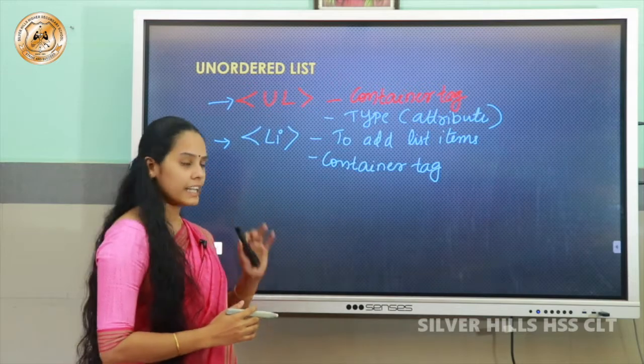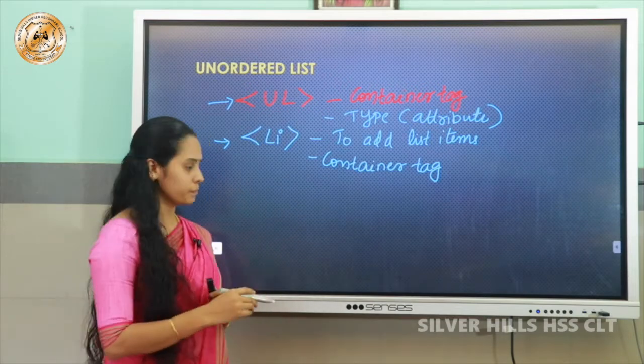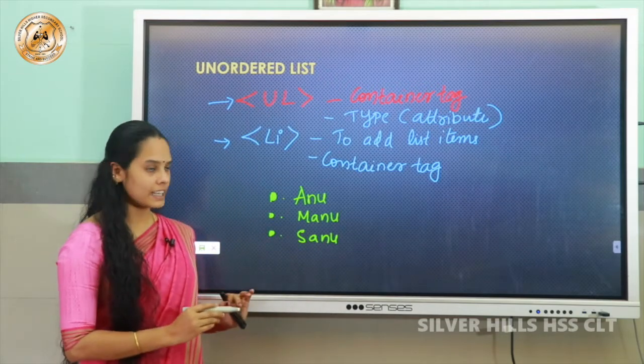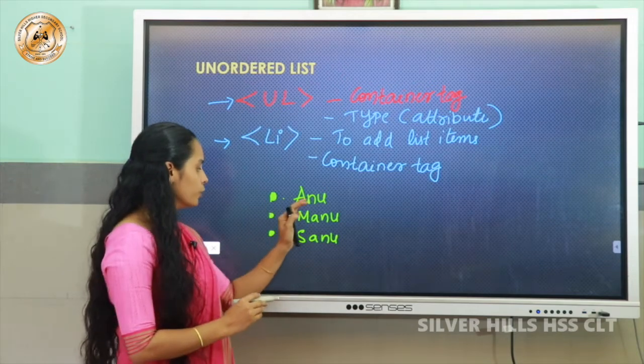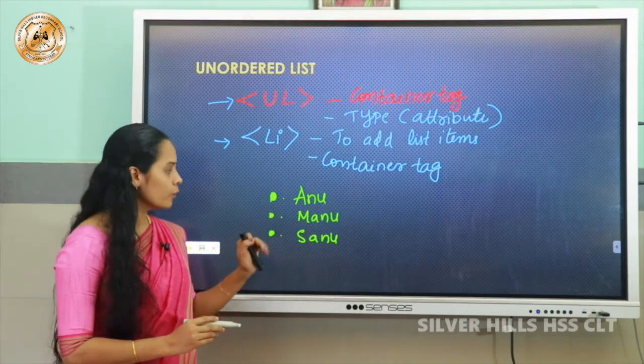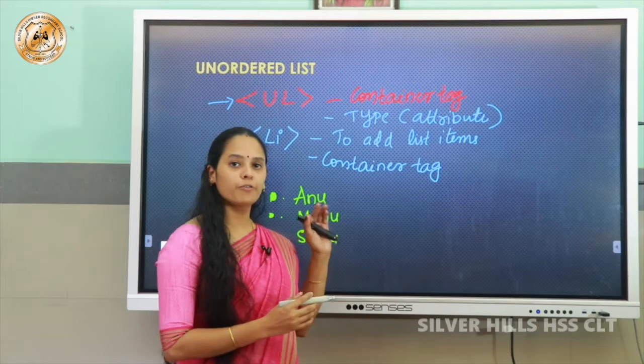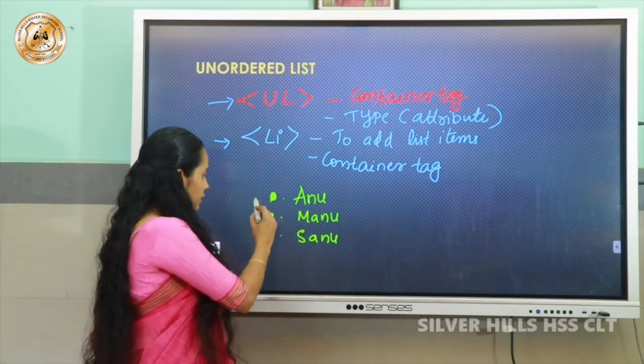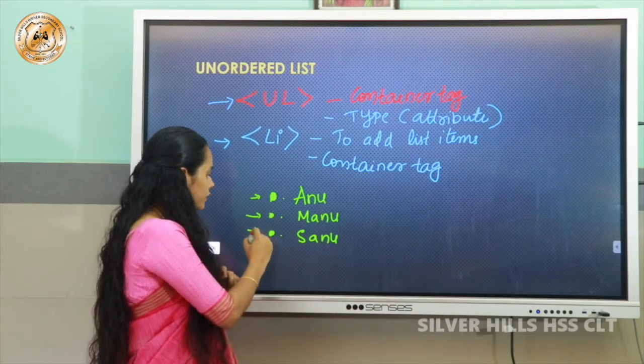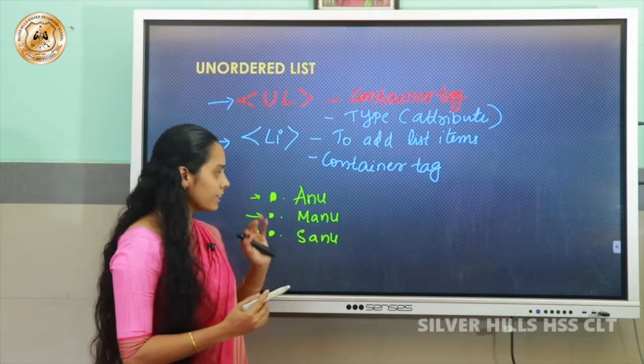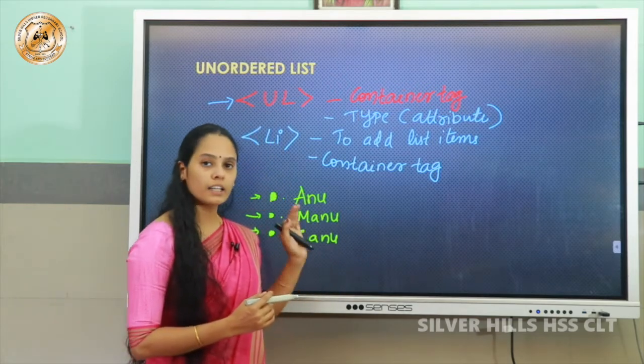Then let's take an example and explain that concept. Okay. I need to create a list like this. It has 3 names, Anu, Manu and Sanu. How will you write these names in HTML in the form of a list? So this bullet point, I want to get this bullet point automatically. So to write this one, let's see how to write the code of this one.